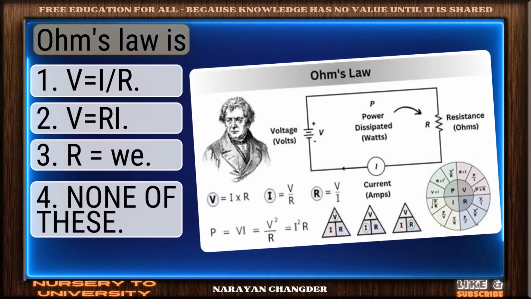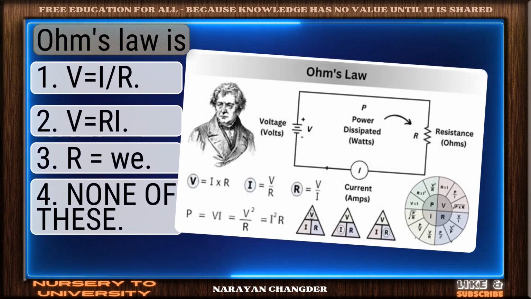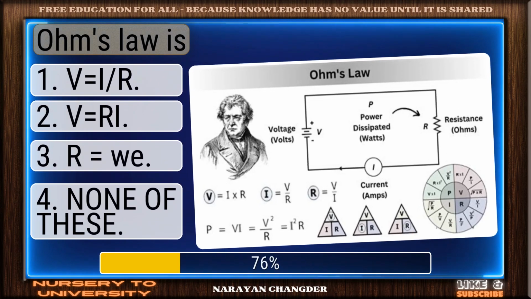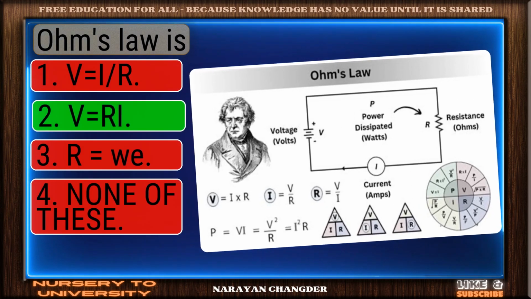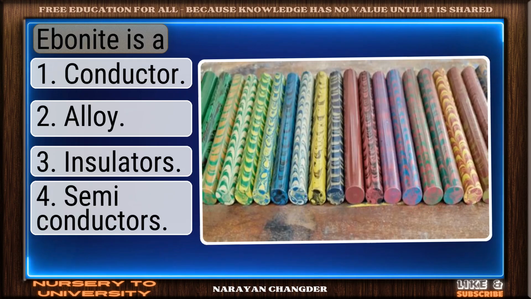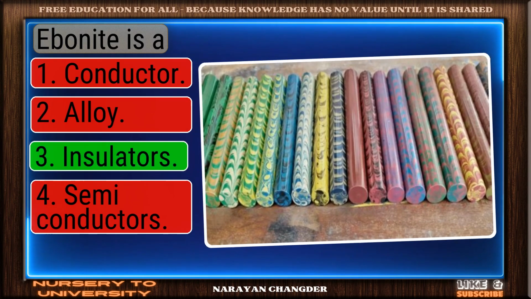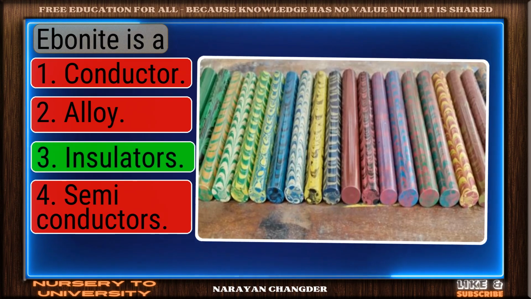Can you solve all these Class 10 Science Chapter 12 electricity questions? Ohm's law is... Good thinking. V equals I R is right. Ebonite is a... Nice selection. Insulators is correct.